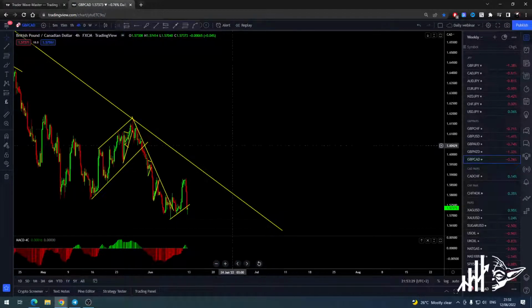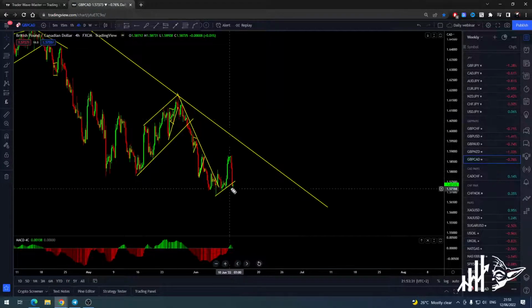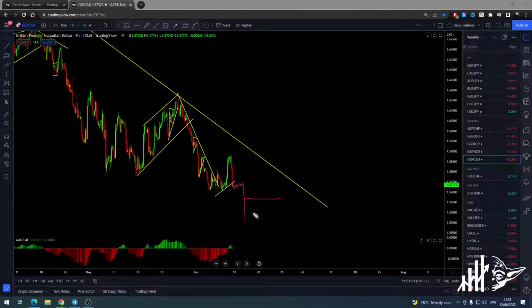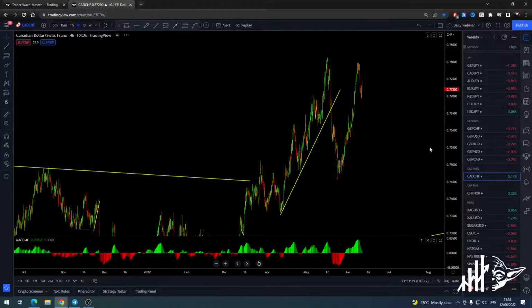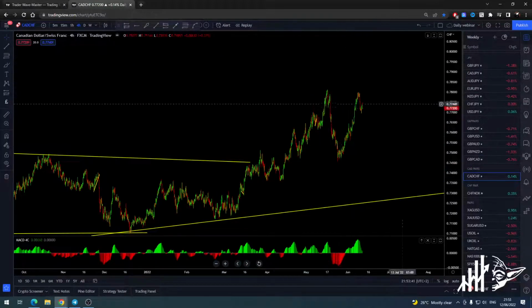It's kind of a headache. Pound CAD, if it corrects over there, take a sell. Easily, it's your opportunity. Sure, a big structure development is over there. Look at that one.